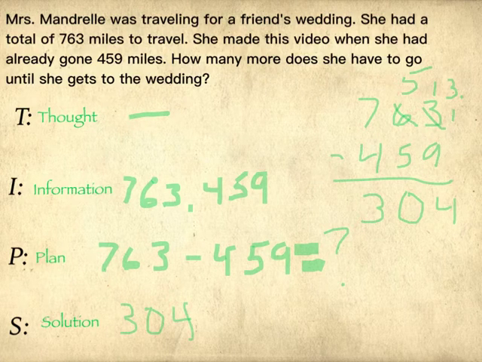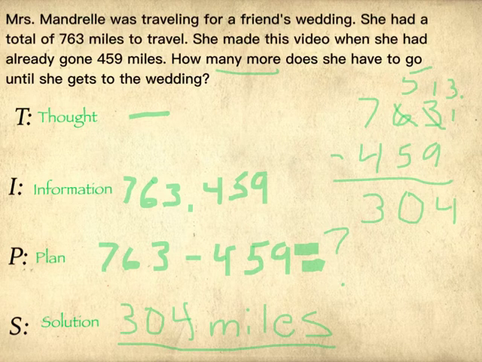And going back to my question, how many more miles does she have to go until she gets to the wedding? So miles is my unit. And there's my final answer, 304 miles.